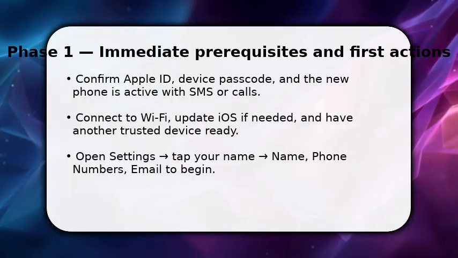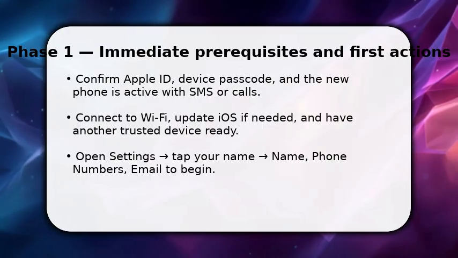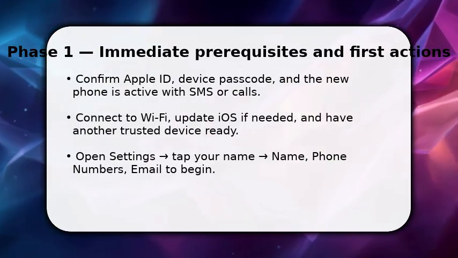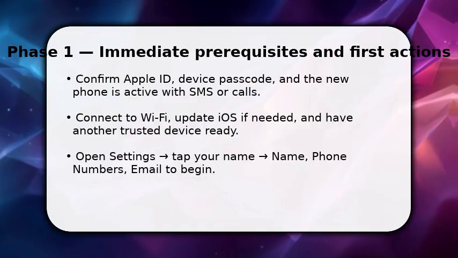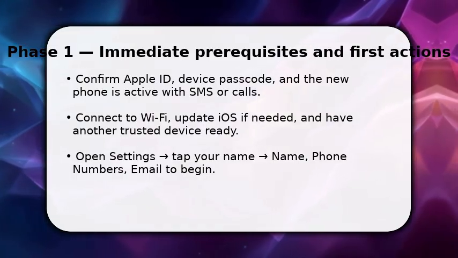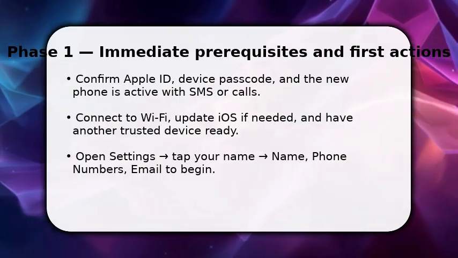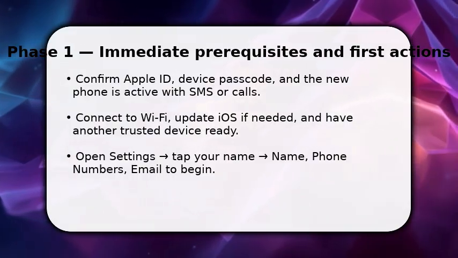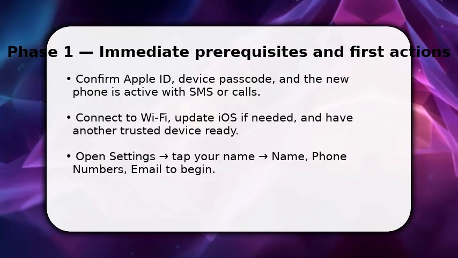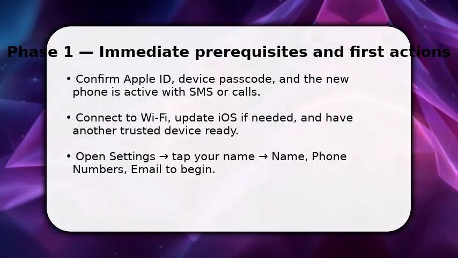You'll start inside Settings on the device where your Apple ID is signed in. This is faster than using a browser. Once inside, tap your name, then open name, phone numbers, email. Make sure the new number can receive SMS. Apple will text a verification code. If your device prompts, enter the passcode to unlock Apple ID edits.